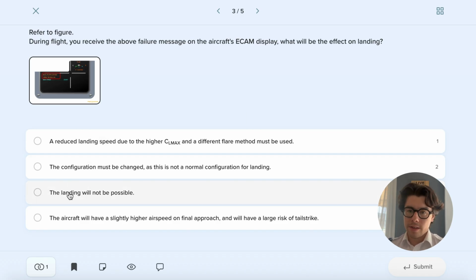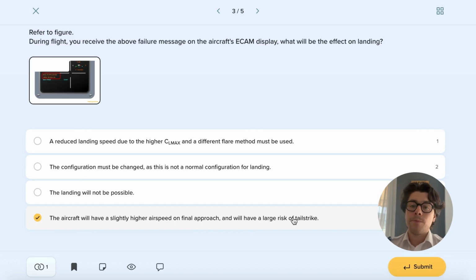We practice flapless landings, and sometimes when aircraft have a flap failure, you'll see that big airliners sometimes even land without any flaps. The aircraft will have a slightly higher speed on final approach and will have a larger risk of tail strike. So this question ticks all the boxes.